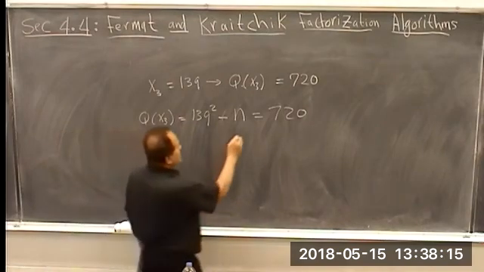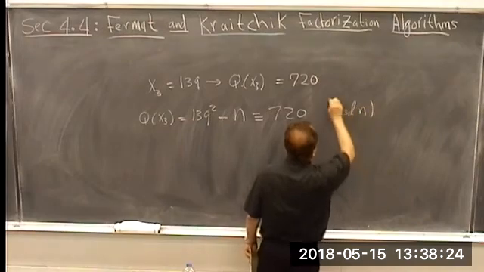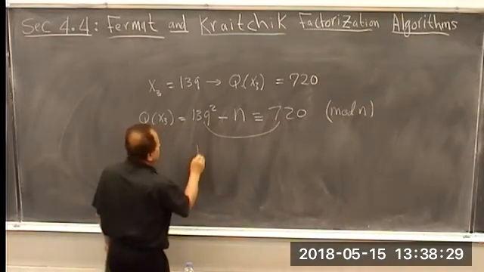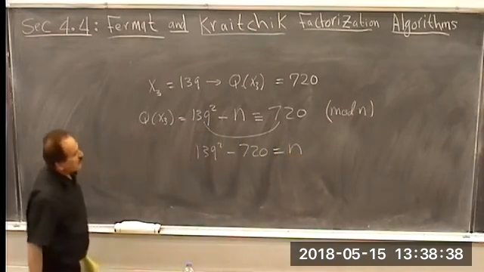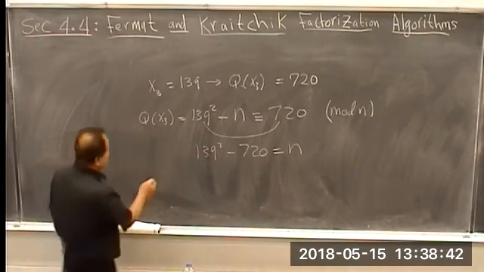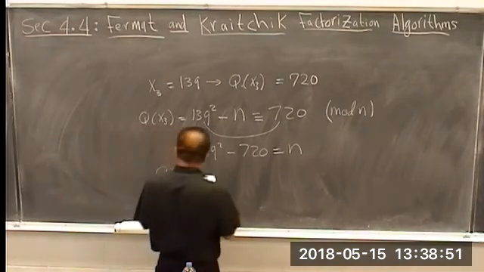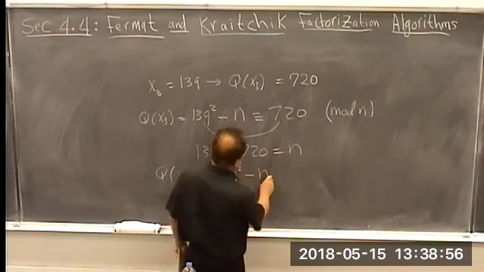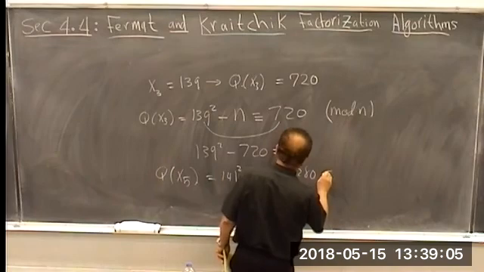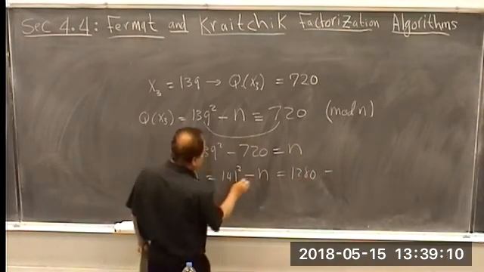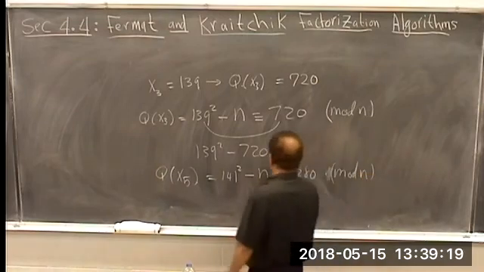Well, I can write this as a congruence relation. So this becomes congruent to each other mod n, because the difference between these, 139 squared minus 720, is equal to n. So it's congruent there. And this is the case for all others. So for x5, the q of x5 is 141 squared minus n. And this happens to be, when we did the calculation, 1280. And again, these two numbers are congruent to each other mod n, because the difference between them is n.